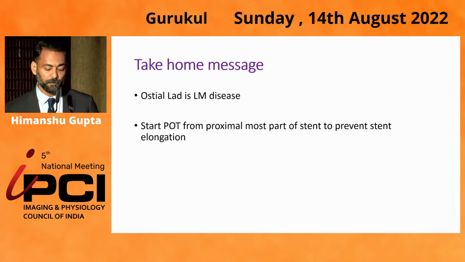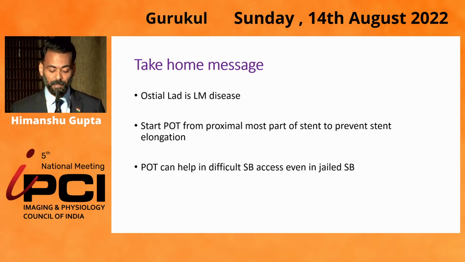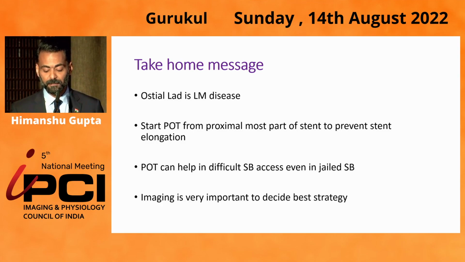Start POT from the proximal most part of the stent to prevent stent elongation, which is generally much more common than stent shortening. And POT can help in difficult side branch access, especially when it is a jailed side branch. And imaging is very important in most of these cases to decide the best strategy.